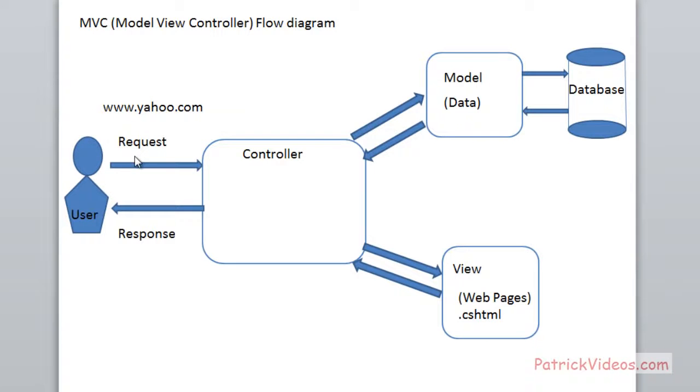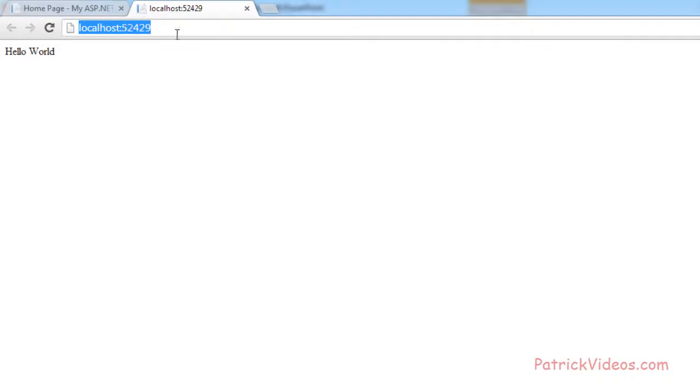Now, how did this message come here? This particular URL, like localhost 52429, is like someone typing in yahoo.com. So when this localhost 52429 is called, it is considered a request. We saw that a request calls a controller. Now, if you don't specify which controller to be called, by default, it will call the home controller. So any request, any URL to an application, if you do not specify which controller to be called, by default, it will call the home controller.